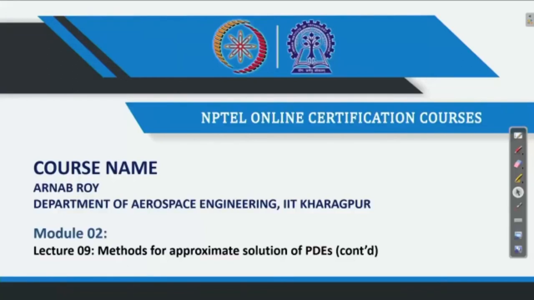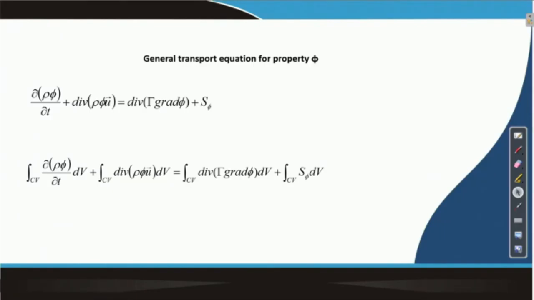In this lecture, we will continue our discussion on the finite volume method. If you recall, in the last lecture, we were talking about the general transport equation for property phi, and we talked about both its differential as well as integral forms, and we said that we are going to use the integral form for the finite volume method. Now, we will take an example problem from this general transport equation and try to understand the finite volume implementation on that problem.